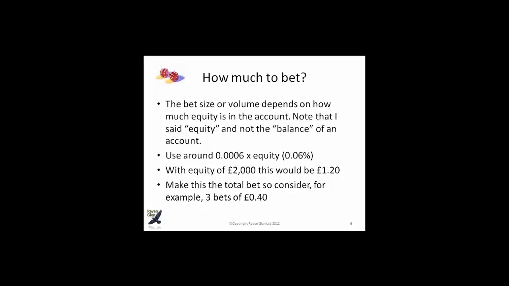So if, for example, you had £2,000 equity in your trading account, this would equate to £1.20 per pip movement that you would bet. So what you could do is place one bet of £1.20, or if you're the sort of person who wants to make multiple bets, you could consider 3 individual bets of 40 pence each, and we will discuss multiple bets later on in the modules.